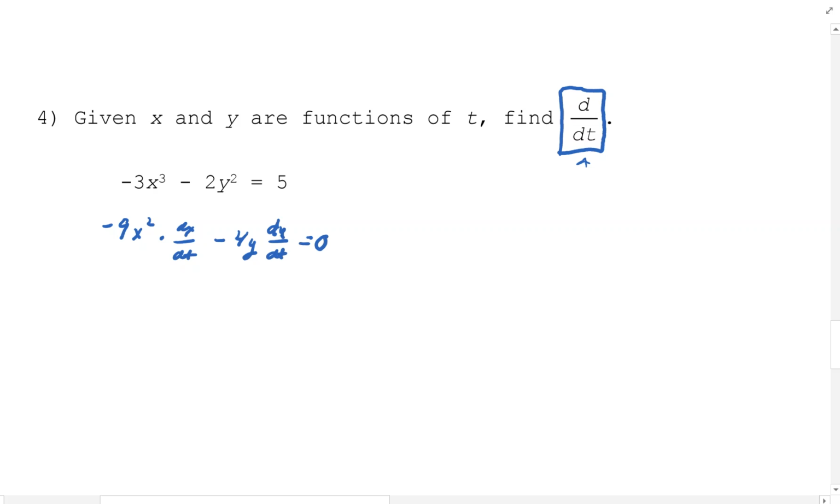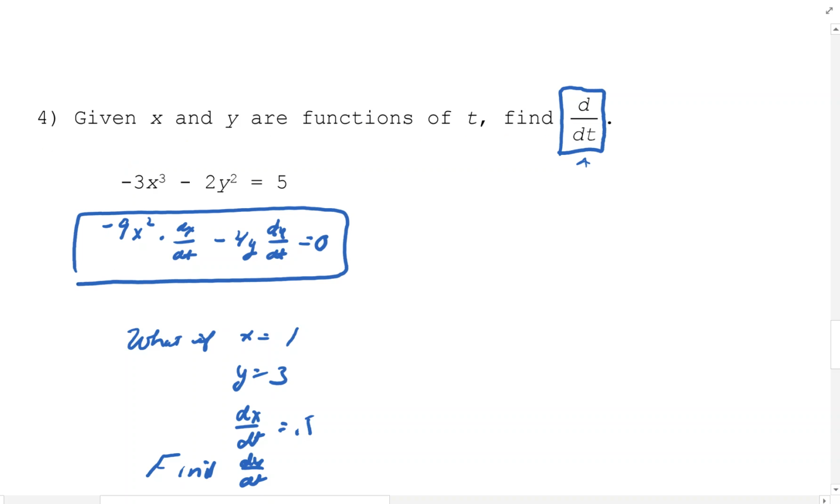Now, if I were asked to solve for dx dt, I would solve and get this dx dt by itself. If I were asked to solve for dy dt, I would solve and get that dy dt by itself. Where we will be going with these problems is that we will, at future time, be told, well, what if x is 1, y is 3, dx dt is 0.5, find dy dt. We'll be given some kind of information like that. But for right now, if we're just asked to find dy dt, find the derivative with respect to t, all we need to do is just leave it in that form.